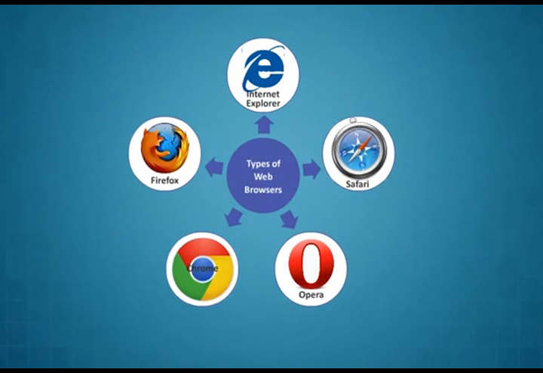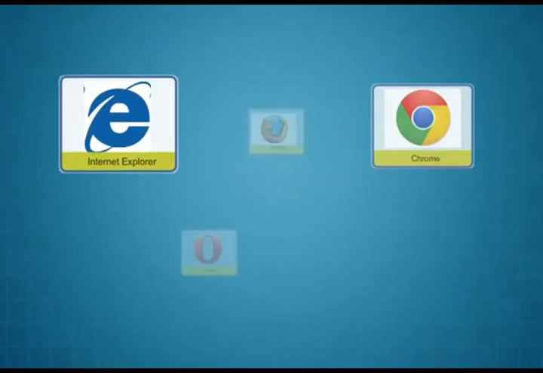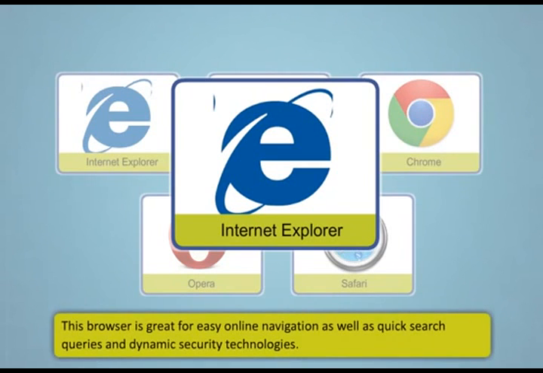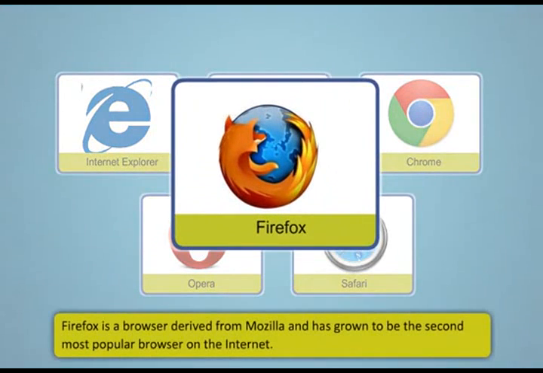The different types of web browsers are Internet Explorer, Firefox, Chrome, Opera, Safari. Internet Explorer was developed by Microsoft and introduced in 1995 as a supportive package to the Microsoft Windows line of operating systems. This is the most commonly used browser in the world. This browser is great for easy online navigation as well as quick search queries and dynamic security technologies. Firefox is a browser derived from Mozilla and has grown to be the second most popular browser on the internet.